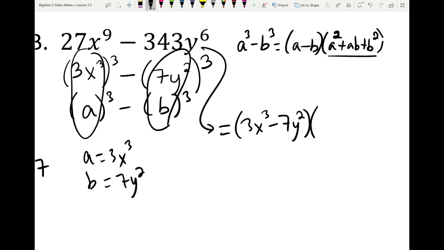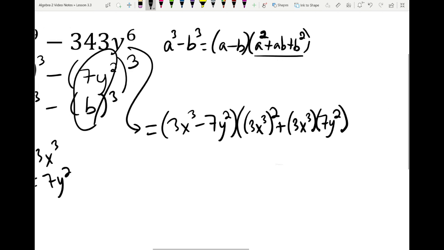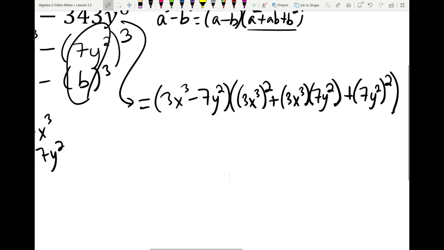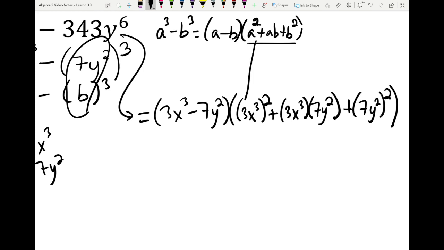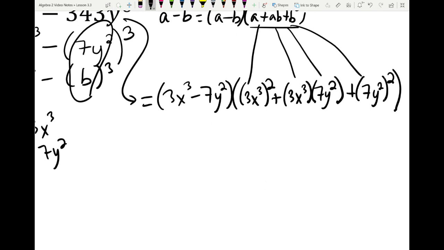times a squared, plus a times b, plus b squared. So we got a squared, ab, b squared. So now we're just going to simplify a little bit, and we get our final answer.